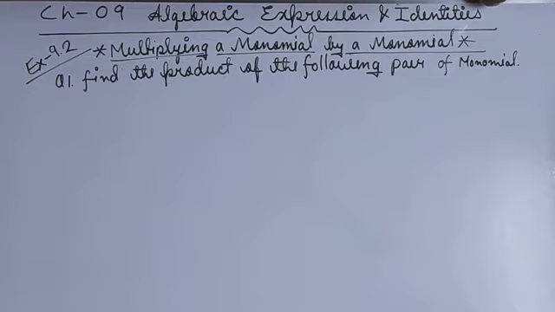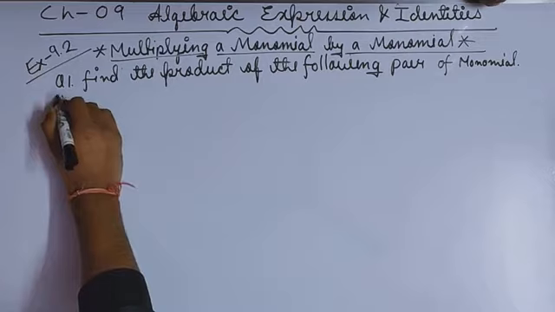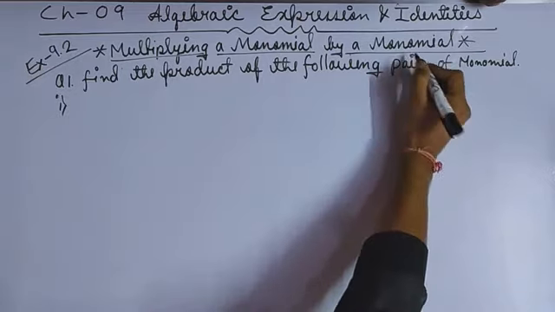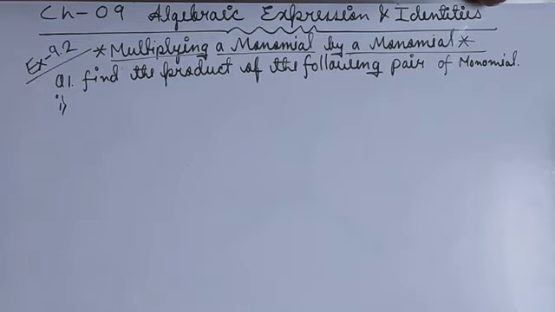So we have to first of all understand how to multiply a monomial, a single term algebraic expression, by a single term algebraic expression. First of all we will start with the first part of your question number 1. Question number 1 says find the product of the following pair of monomials. आपको अगर product निकालना है, you have to multiply and find out the final answer for the given pair of monomials after multiplication. So what is given to us?